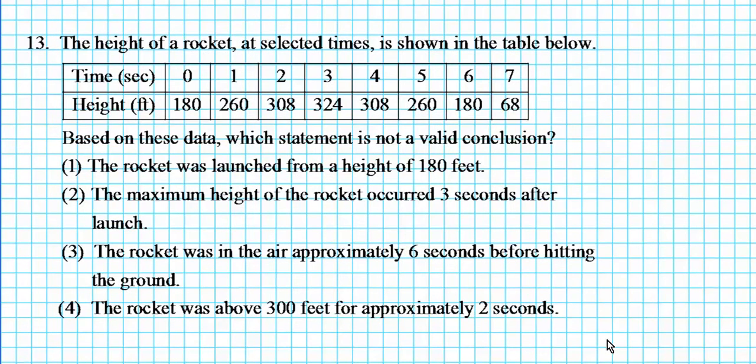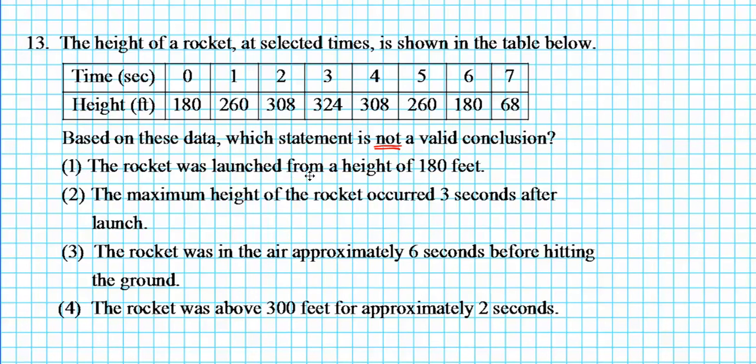Okay, let's take a look at question 13. It says the height of a rocket at selected times is shown in the table. So you have a table right here, time versus height. Based on these data, which statement is not valid? So we're looking for the statement that's not valid, okay? That's not a valid conclusion.